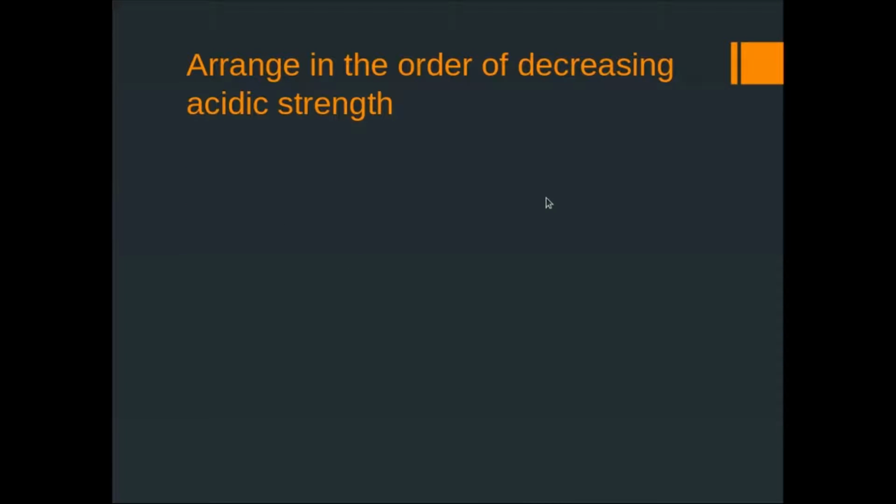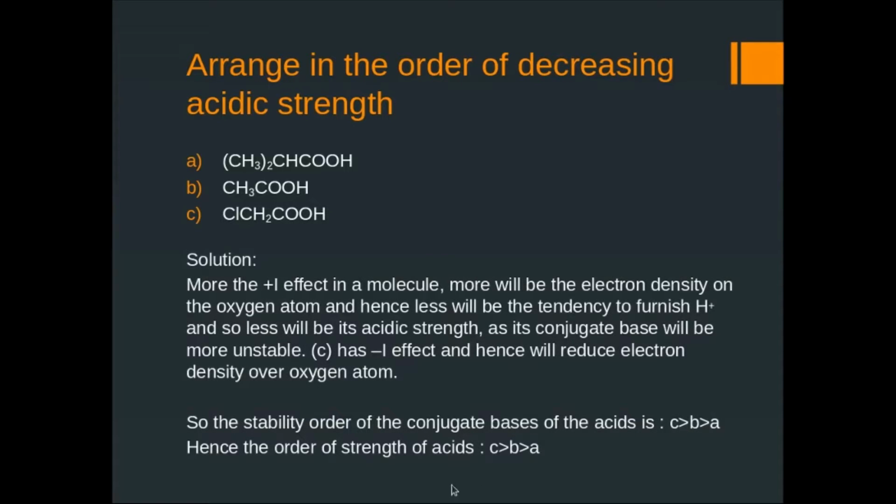Again the same question. We will arrange the following given molecules in decreasing acidic strength. Those who want, just check the solution. So this is the answer. C has the highest acidity, then B, then A. Those who have got it correct, very good. And those who have not got it correct, I am just explaining it.